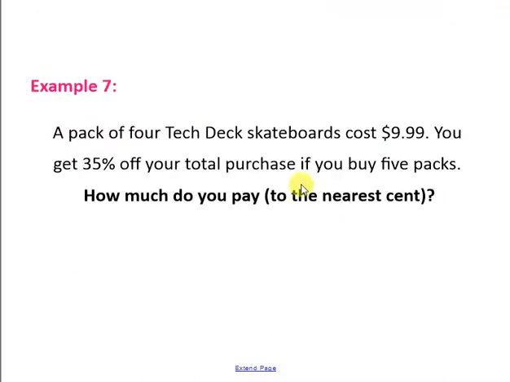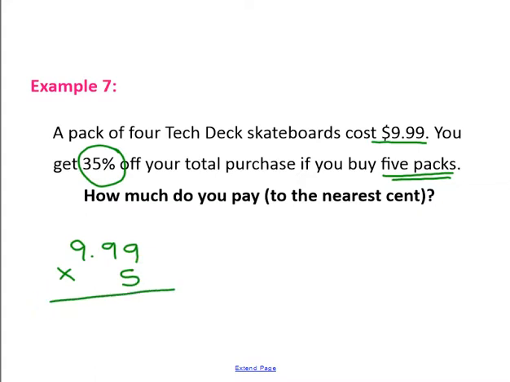All right, example 7. A pack of 4 Tech Deck skateboards costs $9.99, but I get a 35% off discount if I buy 5 packs. How much do I pay? So first, I need to calculate 5 packs. So each pack is $9.99 times 5. Now when you do that in your calculator, you're going to get $49.95. Now I can start to calculate my discount.